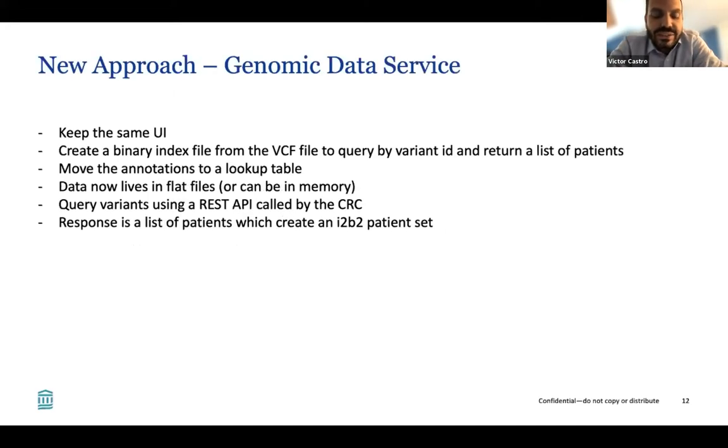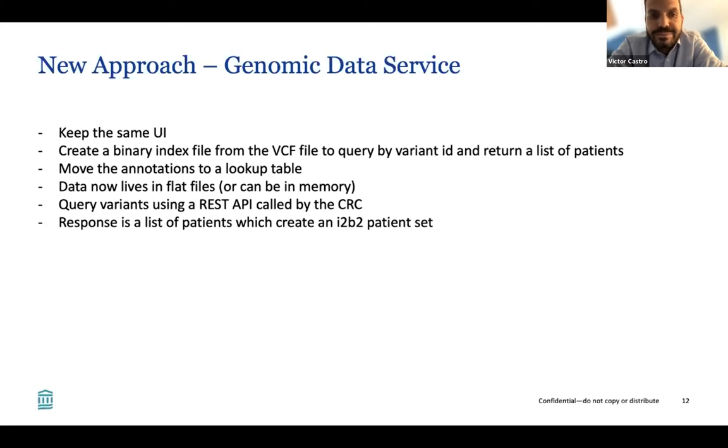We call it the genomic data service. We took the VCF files and created the index from the VCF files, with custom code to build a binary index on the file so that we can quickly run a query to say which patients have this variant. Then we moved all the annotations into a lookup table. So you only had to look up once which variants are on this gene, or on this gene with this consequence, and that would give you the variant ID, and then you could just look that up in the VCF file.